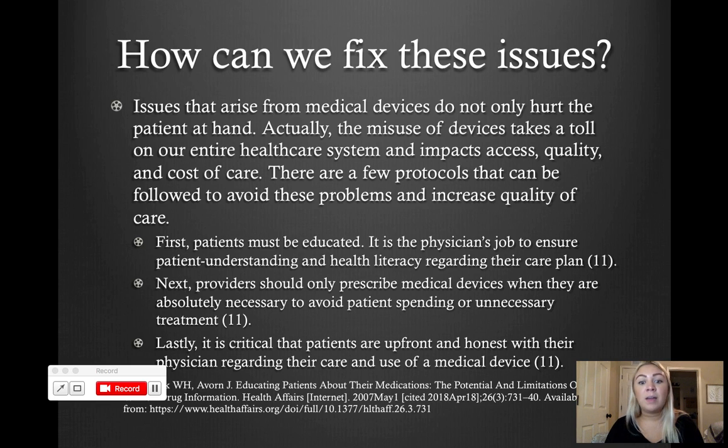Lastly, it is critical that patients are upfront and honest with their physician regarding their care and use of a medical device. Like I said in the first point, it is the physician's job to ensure that the patient understands, but it's also the patient's job to tell their doctor when they don't. They need to be honest and say, I don't understand this, or I'm not doing this correctly. Can you show me how? That's a super important point that can increase their quality of care and help the whole cost and access key points as well.